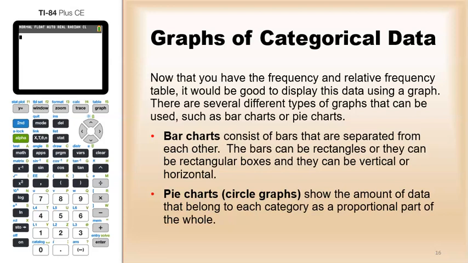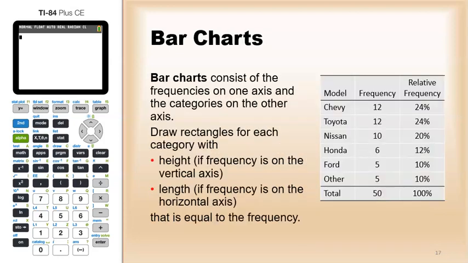Pie charts, also called circle graphs, are really meant for relative frequency data. They show the amount of the data that belongs to each category as a proportional part of the whole. Now, a bar chart consists of frequencies on one axis and the categories on the other. What we do is make a list of all the categories, and then draw the rectangles where the heights of the rectangles are the frequencies.